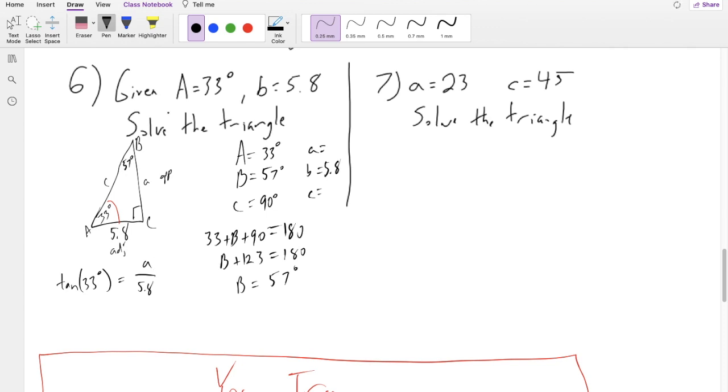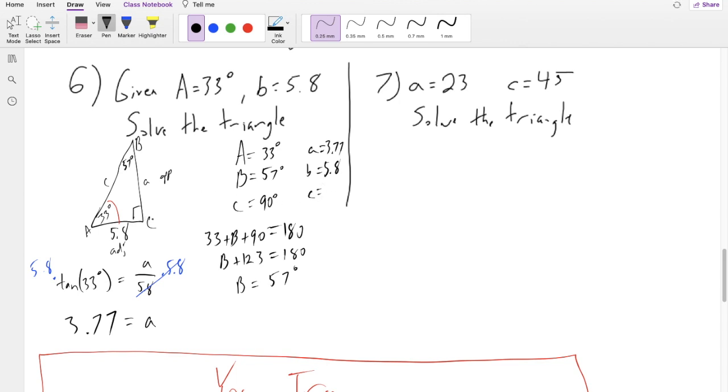So I'm solving for A. I just need to multiply both sides by 5.8. On the right side, the 5.8s will cancel. And on the left side, that's just something I put into my calculator. So 5.8 times the tangent of 33, which gives me 3.77.